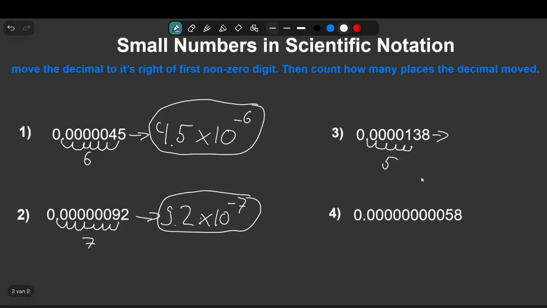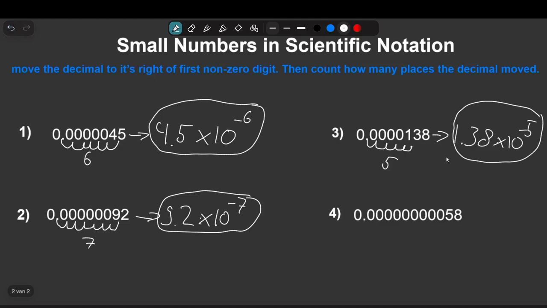And now let's rewrite our number. We're going to put our decimal at the correct spot, so we're going to do 1.38. Now, of course, again, we're going to do times 10 to the power of how many times the decimal has moved to the right, but negative. So we're going to do minus 5. And again, this will be our final answer of the third example.